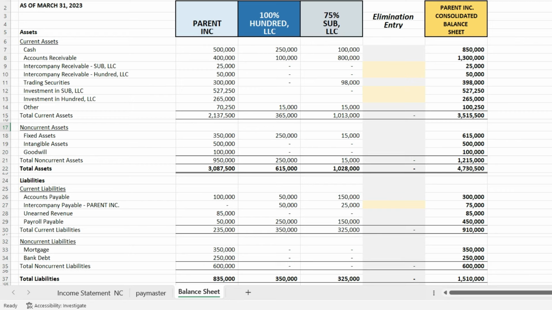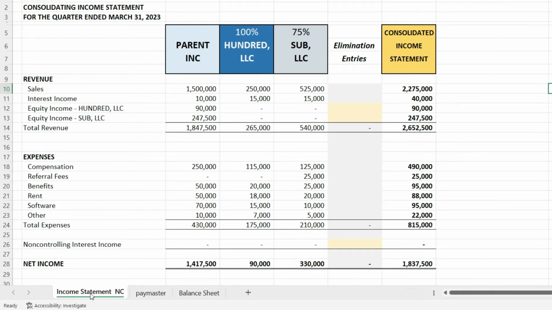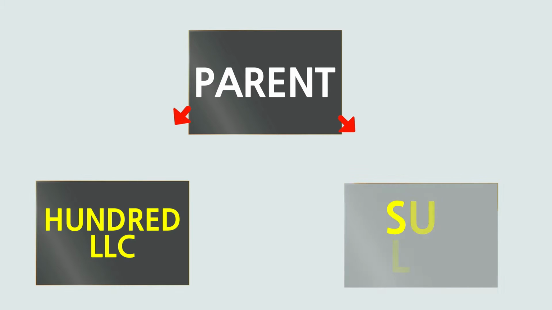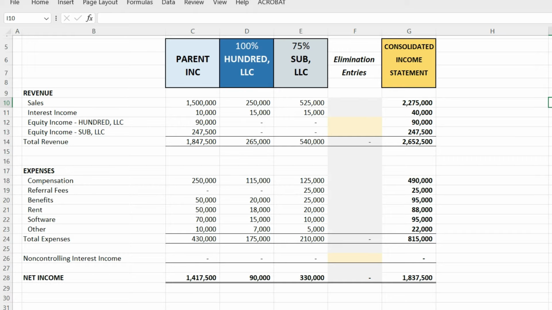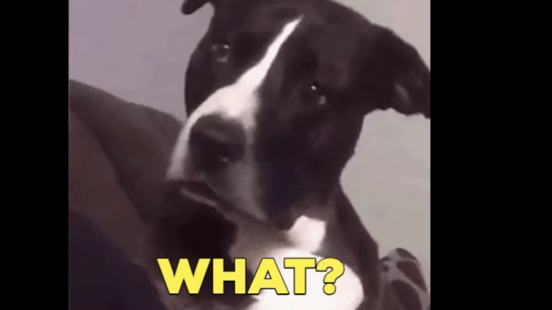Next, let's go over the operational considerations when you are pulling consolidated financials together. So one thing is, how do you account for each individual legal entity? Since Parent Incorporated has ownership in 100 LLC and Sub LLC, on the Parent Incorporated's own legal entity books, they are going to have investments in those two subsidiaries.